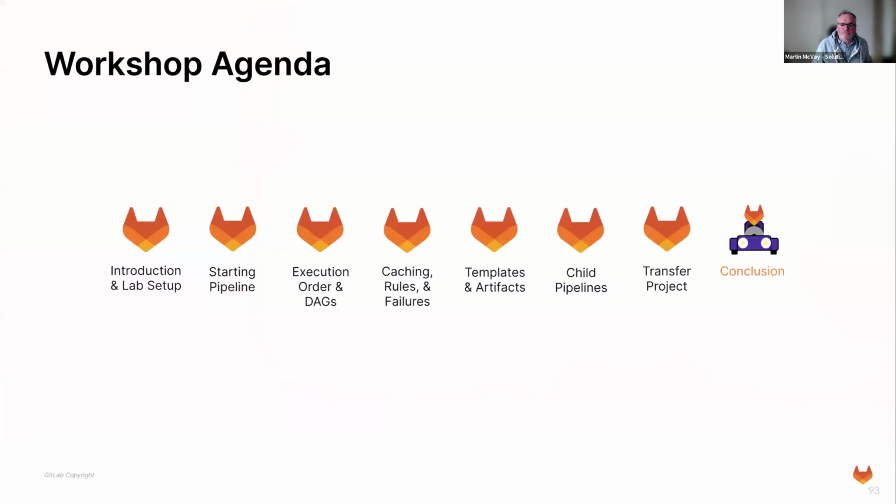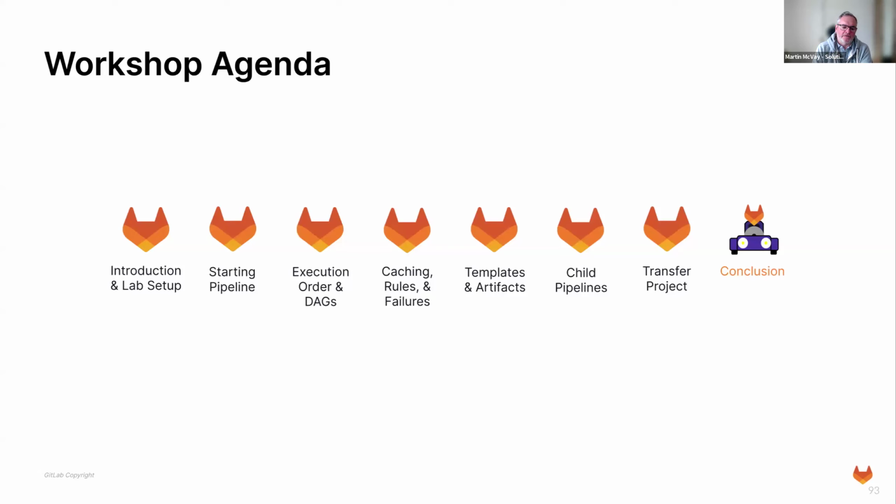In conclusion, we've gone through a fair amount of stuff today. Gabriella took you through setting up the lab, starting pipelines, executing pipelines, directed acyclic graphs. We then got into caching and different rules within pipelines to determine when jobs are actually included inside the pipeline itself, what we do on failure and how we respond to that. Is it okay? Do we have to stop the build, for example? And then we looked at templates and artifacts and got into the realms of reuse.